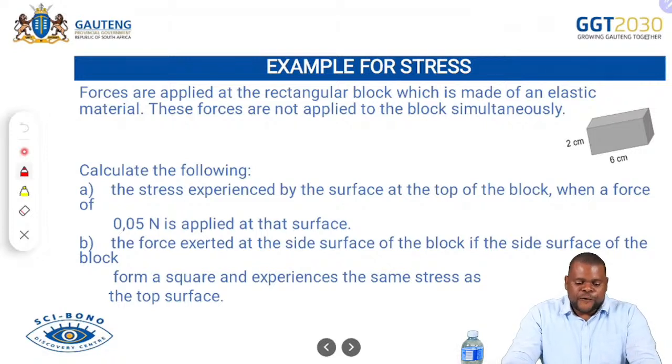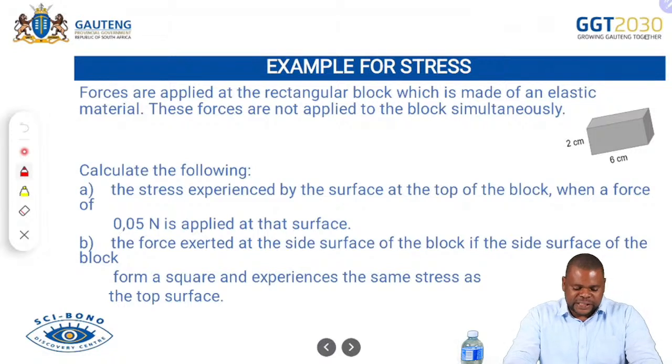We say forces are applied at the rectangular block which is made of an elastic material. These forces are not applied to the block simultaneously, as we said before. Then they ask us to calculate the stress experienced by the surface at the top of the block when the force of 0.05 is applied at the surface. We're looking at the top of the block, and the length is 6 centimeters and the breadth is 2 centimeters.